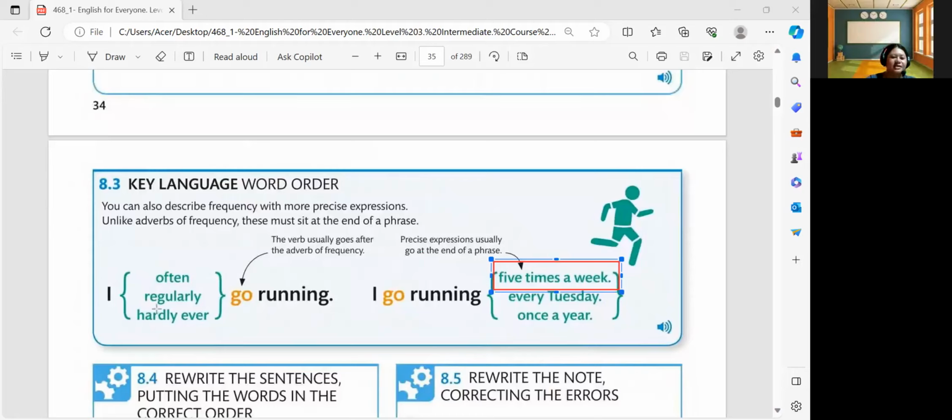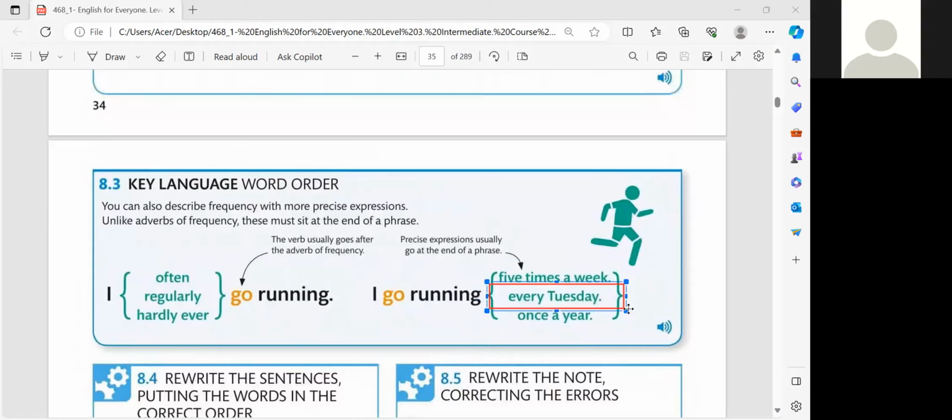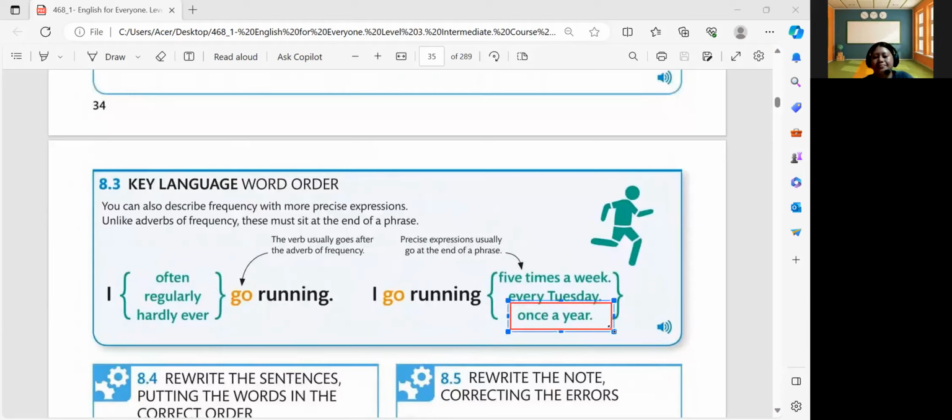How about the second example? Every Tuesday. I play football every Tuesday. Very good. How about once a year?